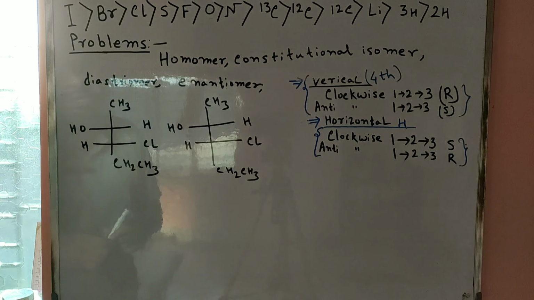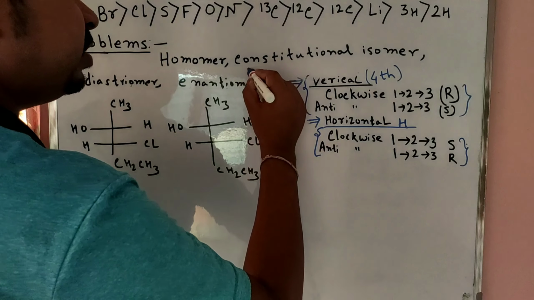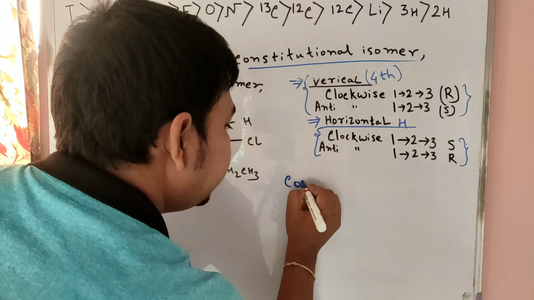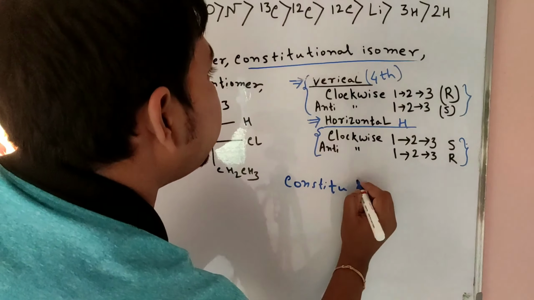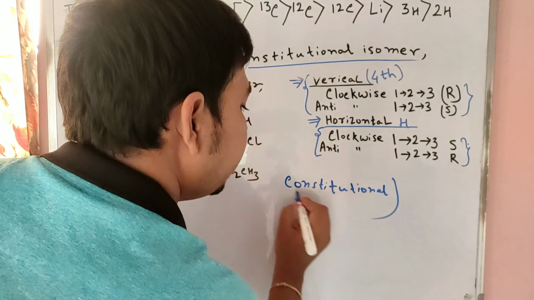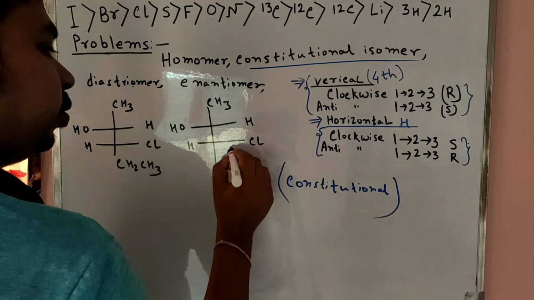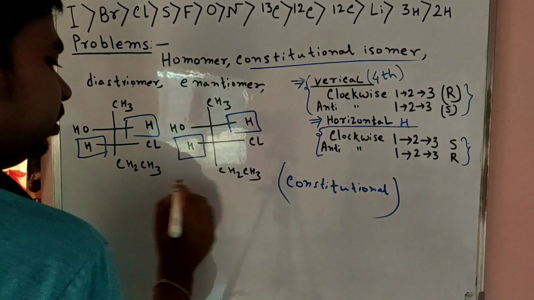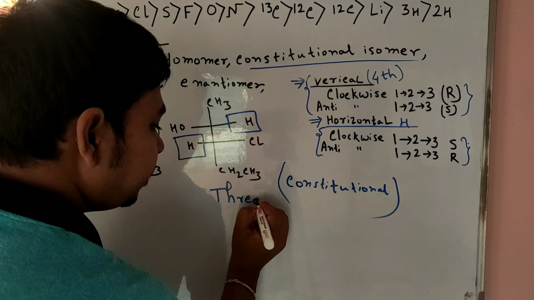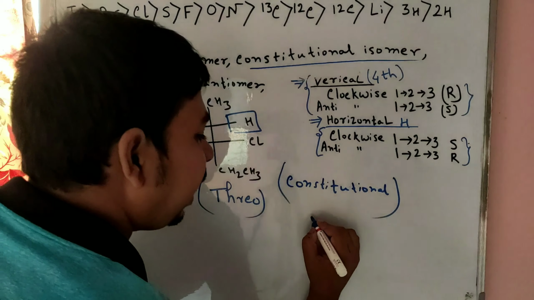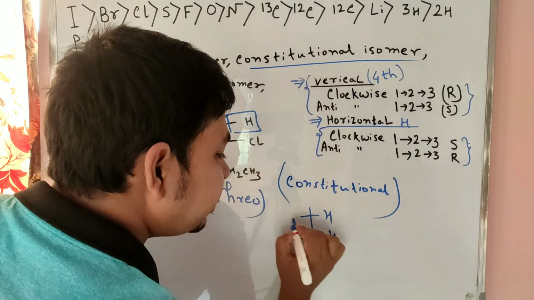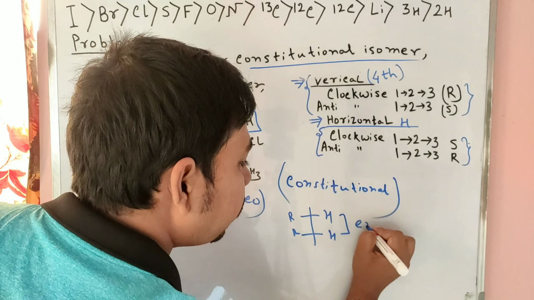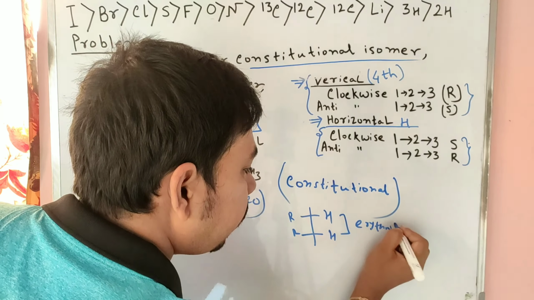In that case, two structures are given here. What is the relationship? So here this one is constitutional isomer, constitutional. Why? Because here the two hydrogen groups are on opposite sides in all cases. So these two are called threo isomers. In the erythro case, the two hydrogen groups are on the same side, and those are called erythro, but this one is threo. So these two have a constitutional relationship.